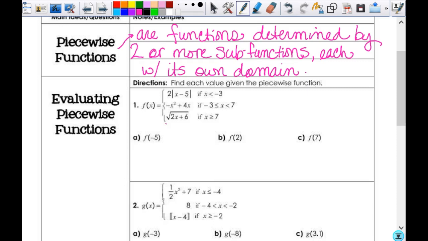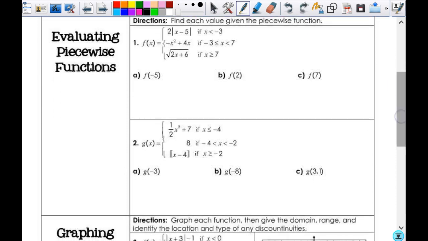So what we're going to do, here's a piecewise function. And so this is what we mean by, this is the function f of x. It's determined by three little subfunctions, and each one has its own domain. These are functions, which means they will pass the vertical line test, so there should not be any overlap there. But we're going to evaluate these, well, this one in particular, at three different points. So f of negative 5.